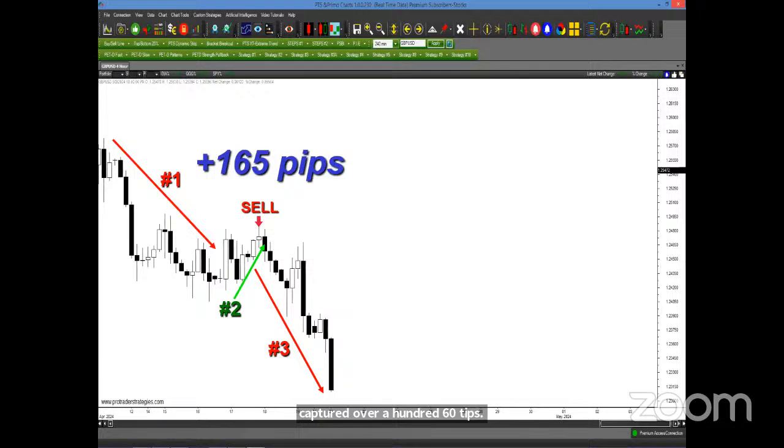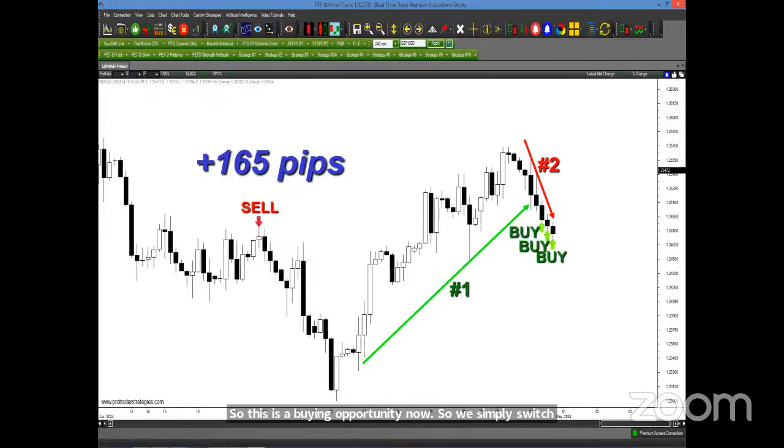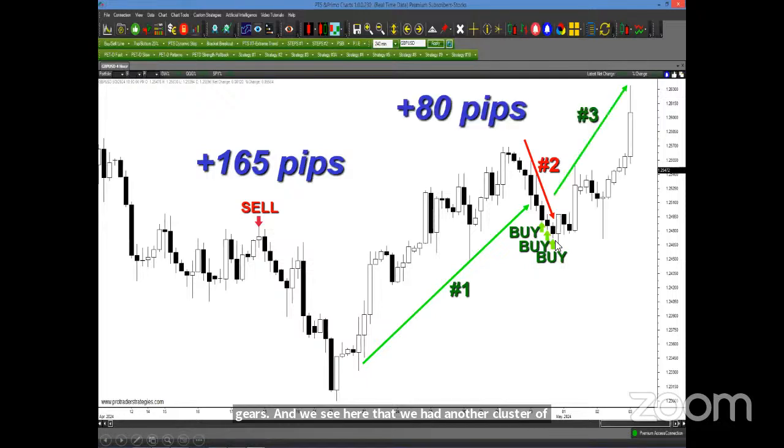Now, let's see what happened later on in this trade. Well, now it did bounce up, okay? So is this the beginning of a new uptrend? Well, let's see. Now it's the downtrend, right? So now we should get out, because we had a really nice run up here. Probably going to come all the way back down here, right? Well, according to strategy number 9, this is just simply phase 1, and this is phase 2. So this is a buying opportunity now. So we simply switch gears, and we see here that we had another cluster of buy signals on these last 4-hour charts, and you could have potentially captured 80 pips in the next couple of days with phase 3 kicking in.